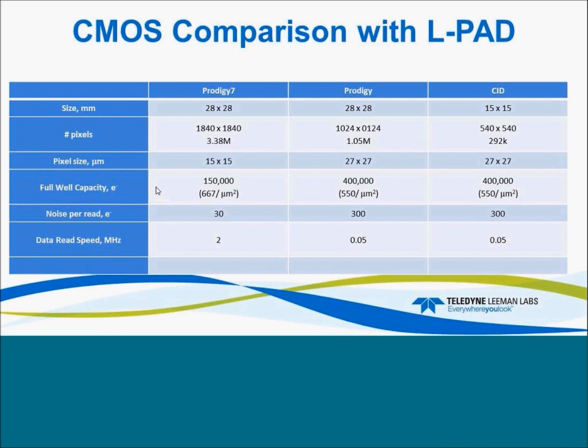The output of the data read speed for the CMOS device is 2 megahertz, and the Prodigy or the LPAD and CID are 0.05. So it's 40 times. The data readout speed is 40 times faster.